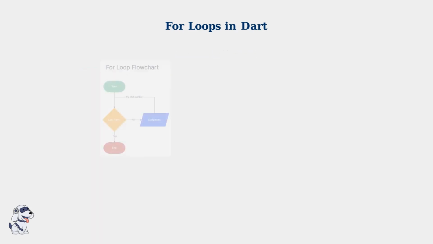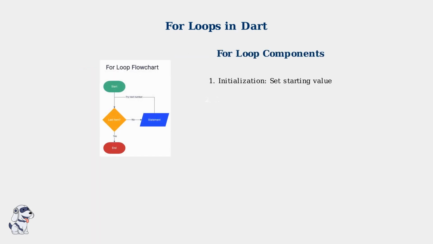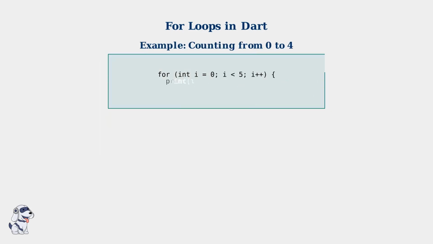Let's break down each component of the for loop. The initialization sets up a counter variable, the condition checks if we should continue looping, and the increment updates the counter after each iteration. Here's a practical example. This for loop will print numbers from 0 to 4. Let's trace through its execution step by step to understand how it works.